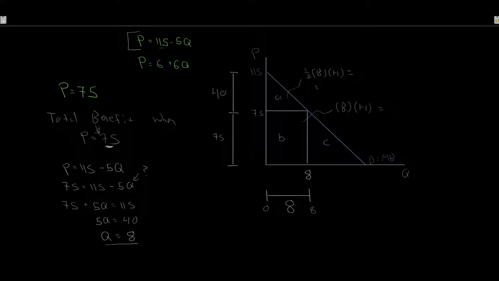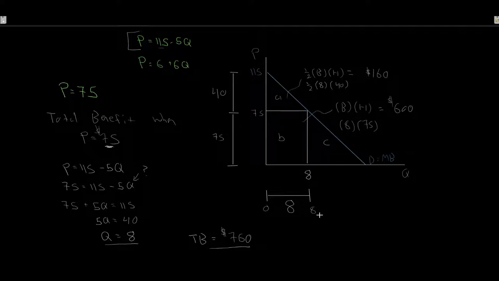Now we have everything we need to solve this. Our triangle, one-half base: I know that base is 8, I know the height is 40, and carry forward that one-half. So 0.5 times 8 times 40 gives me 160. My rectangle B has a base of 8 and a height of 75. That's 8 times 75, which is 600. So in this case, I'm going to have a total benefit from consuming 8 units. I'll abbreviate that again. Total benefit of 760.